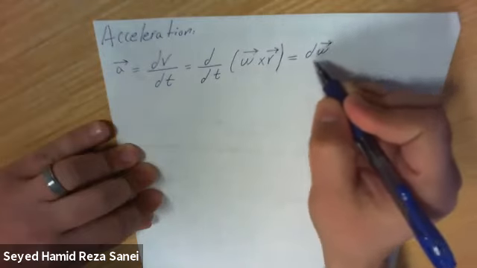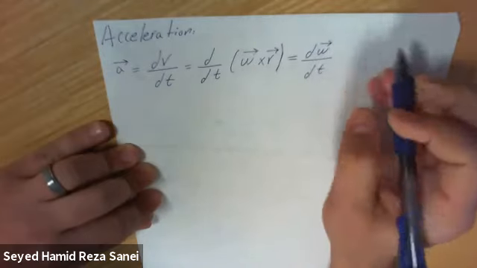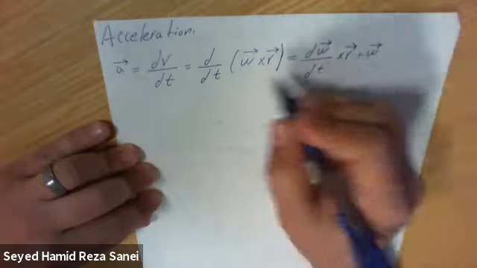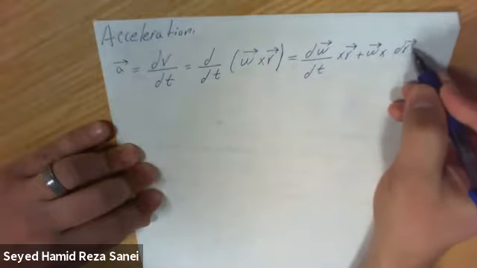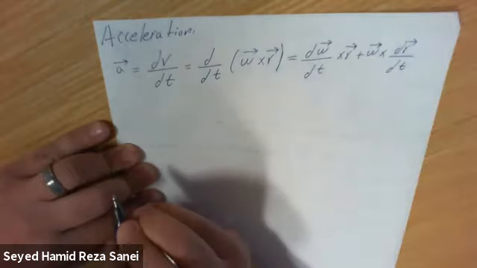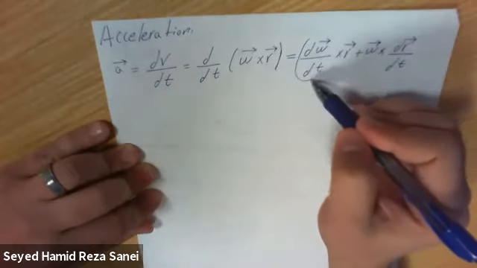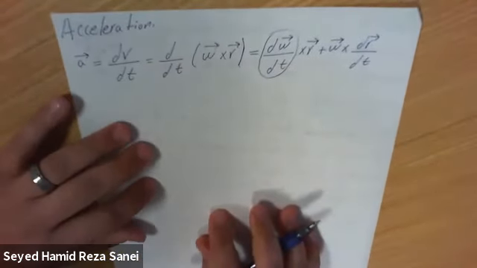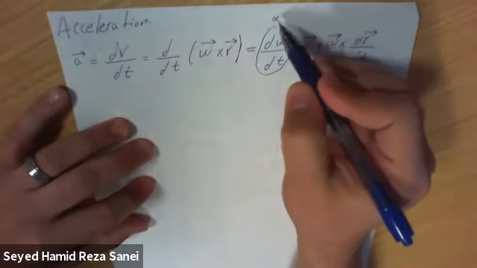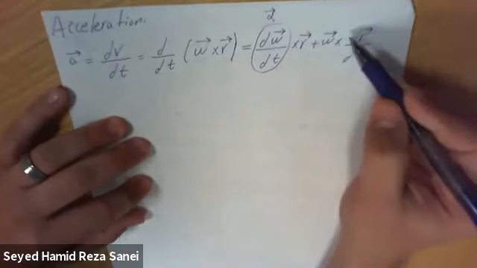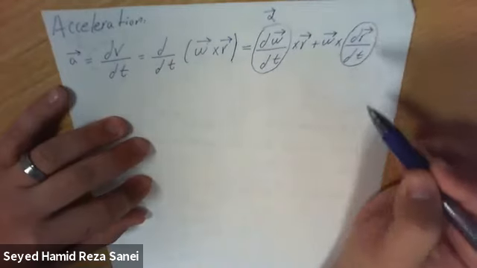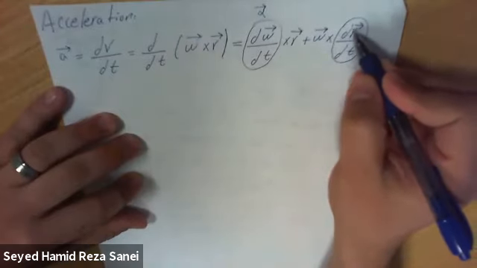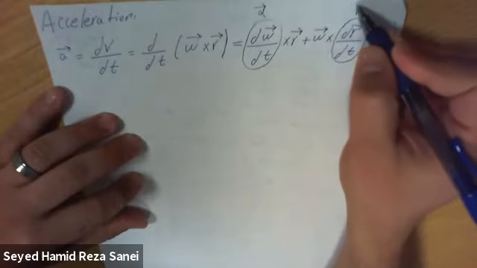d omega with respect to t cross r, plus the first component, dr over dt. Can you tell me what this fraction is, the derivative of omega with respect to time? That's true, that's alpha, the angular acceleration. What about this component, the derivative of r with respect to time? That's velocity.